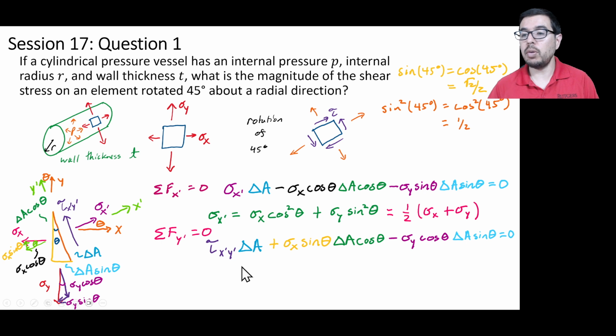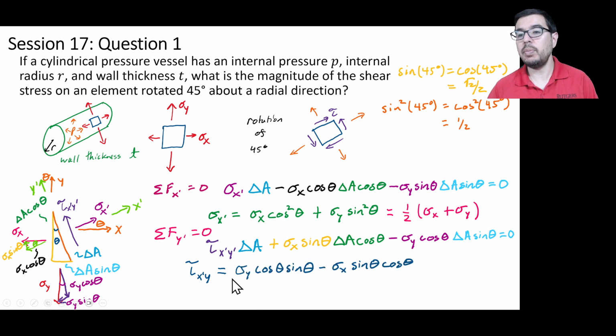And so when we rearrange things, canceling out the delta A's, we get that tau x prime y prime is going to be equal to sigma y cosine theta sine theta minus sigma x sine theta cosine theta. And I guess I'll just add a little extra prime there. And that ends up being 1/2 times quantity sigma y minus sigma x.